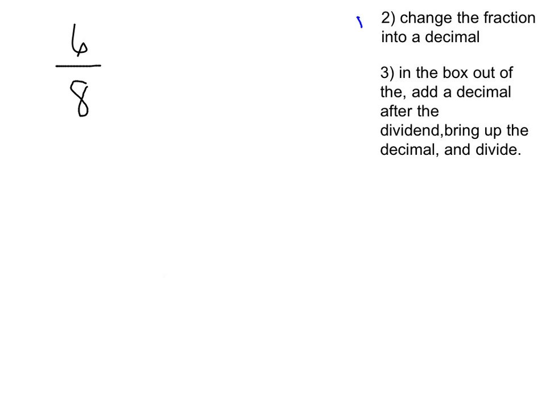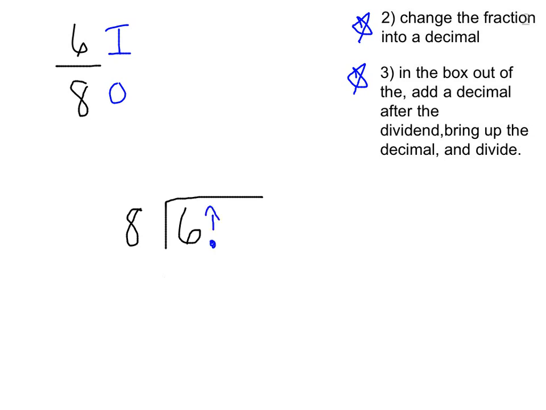The next thing we need to do is change our fraction into a decimal. Now to do that, we're going to do in the box, out of the box. So 6 goes in and 8 goes out. Going to add our decimal at the end of the dividend, bring it up, and add a 0. Now we need to divide.